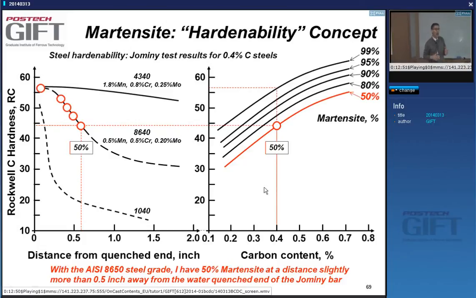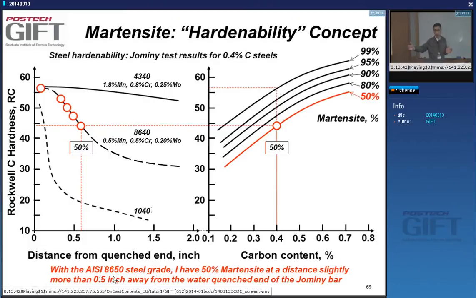We have this very convenient reference diagram. Here you have the carbon content, and here you have the hardness. We see that this is the line for 50% martensite. So this gives me the hardness for 50% martensite at 0.4% of carbon. This tells me that I will have 50% martensite at about half an inch, a little less than 1.5 centimeters away from the quenched end. And you see that for these highly alloyed steels, it's much, much deeper below the surface.